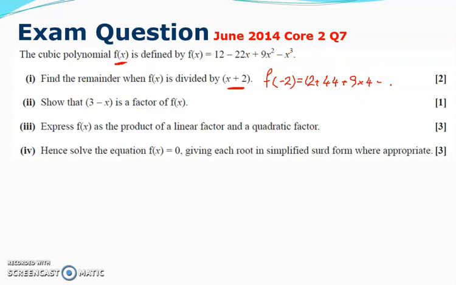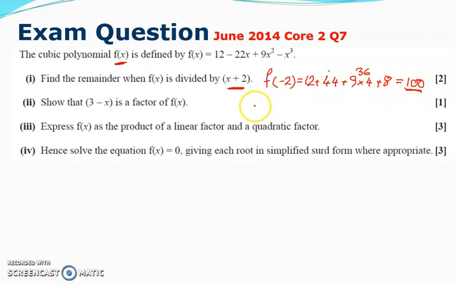minus, what's minus 8? So it's minus a minus 8, so it's actually plus 8. So it's actually a huge number when I put minus 2 in this. And we get, that's 36, that's 44, that's 88. I reckon that's 100. There you go.